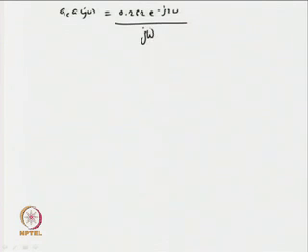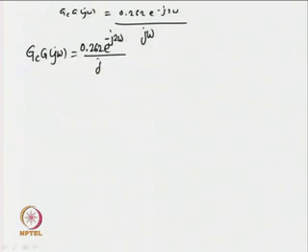Now, we shall consider the loop gain in the frequency domain given as G C G j omega, which for our case is 0.262 e to the power minus j 2 omega upon j omega. So, let me write the loop gain once more clearly. G C G j omega will be equal to 0.262 e to the power minus j 2 omega upon j omega.